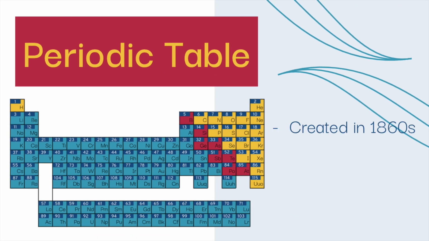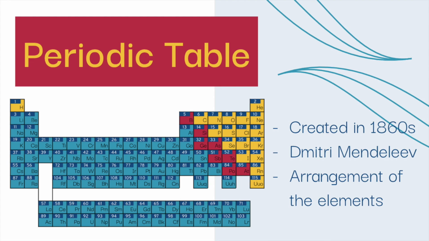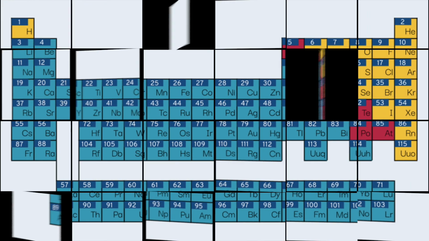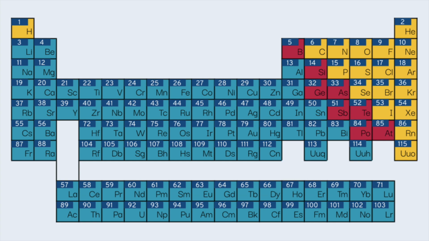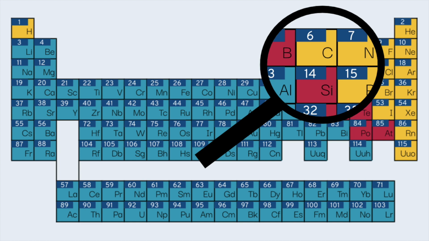The periodic table was created in the 1860s by a Russian chemist, Dmitry Mendeleev. It is an arrangement of the elements which allows one to see the correlations in their properties more clearly. When we first look at it, the periodic table may appear a bit overwhelming. However, the table can be broken down into sections.